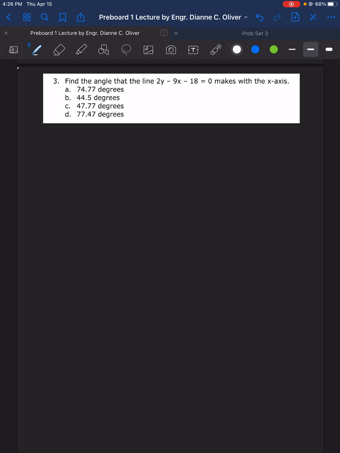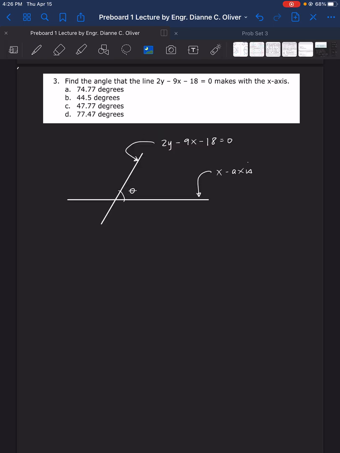Okay, so it says that this line here, 2y minus 9x minus 18 equals 0, is making an angle with the x-axis. So we're looking for this angle. How do we solve this? Since we're getting the angle with respect to the x-axis, we might as well find the slope of this line. If we get the slope of this line, we will be able to find the angle. The definition of slope is the rise over the run.